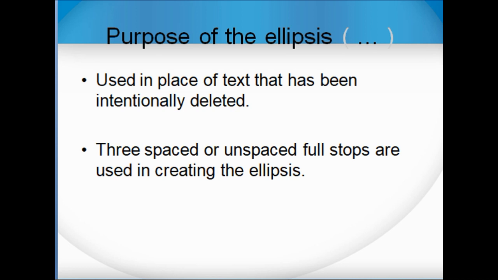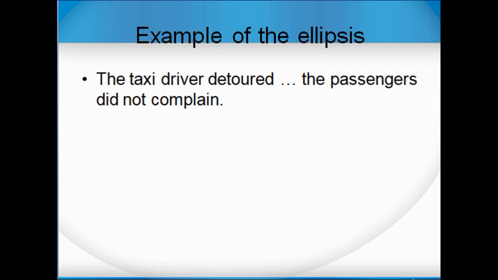Let's look at the example here. The taxi driver detoured... The passenger did not complain. So in this sentence here, we place the ellipsis after the word detoured, and we could understand what this sentence is saying. So we use an ellipsis to delete words, but you could still get the meaning from the sentence. We could say that the taxi driver detoured from whatever, and the passenger did not complain.